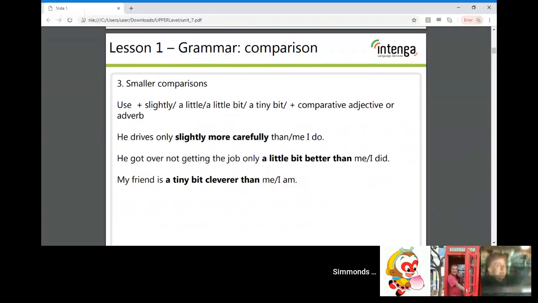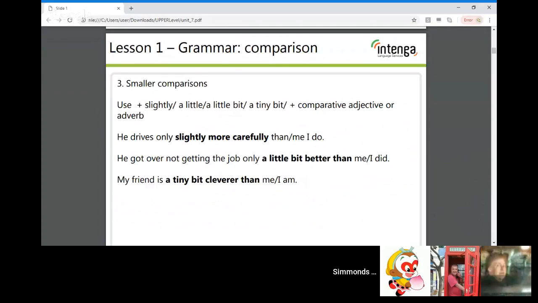Yes. Small comparisons. Use slightly, a little bit, a tiny bit, plus comparative adjective or adverb. He drives only slightly more carefully than me. I do. He got over not getting the job only a little bit better than me. I did. My friend is a tiny bit cleverer than me. I am.